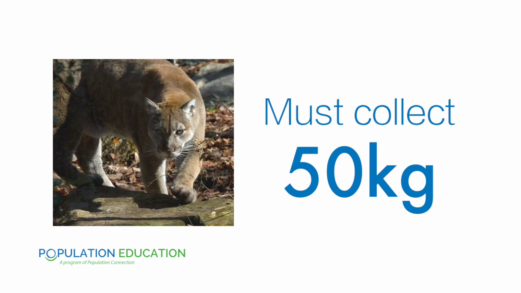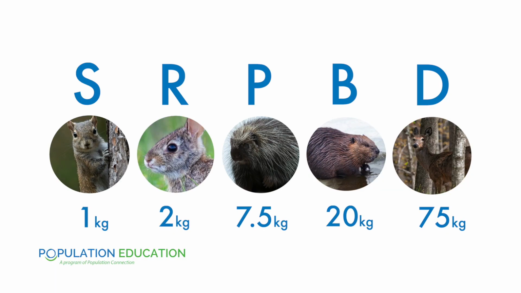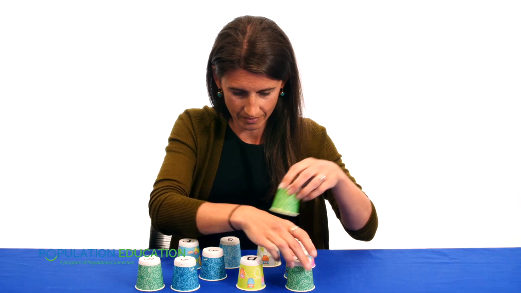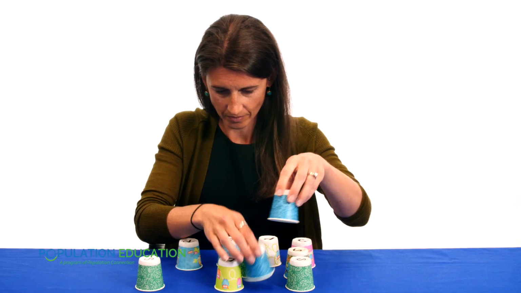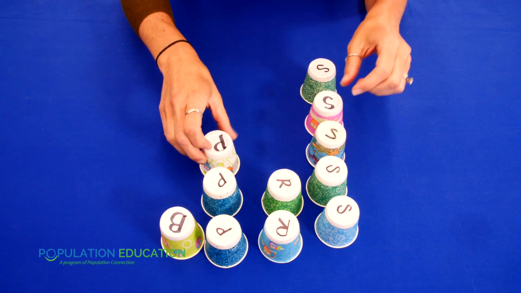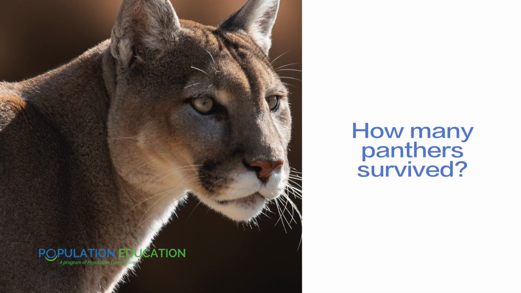Panthers will need to hunt at least 50 kilograms to survive. As your panthers hunt, you'll want to make sure that they can reference the hunting goal and the mass of each species on the whiteboard or on a slideshow. This is a really fun activity, and as you can imagine, your students might get pretty energized for hunting. So in the lesson plan, we do offer guidelines for classroom management. Once the hunting zone has been depleted, have students return to their desks and tally up their prey. On the whiteboard or on an anchor chart, record the number of panthers who survived.